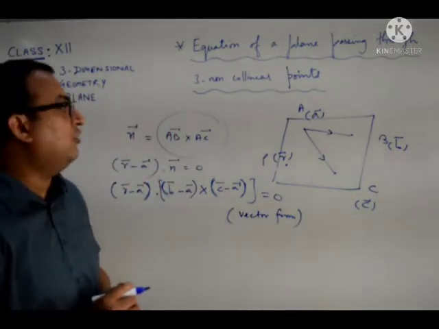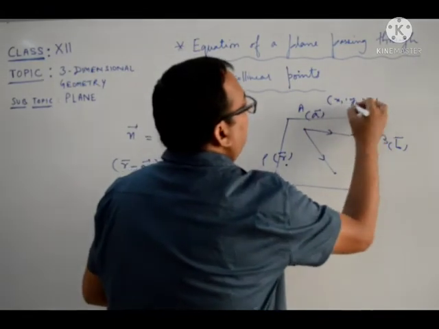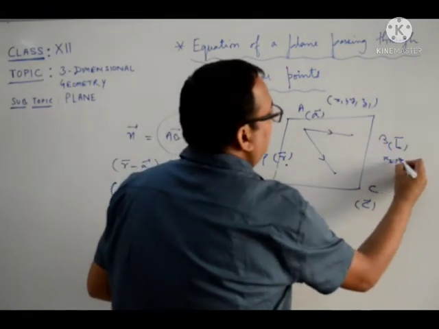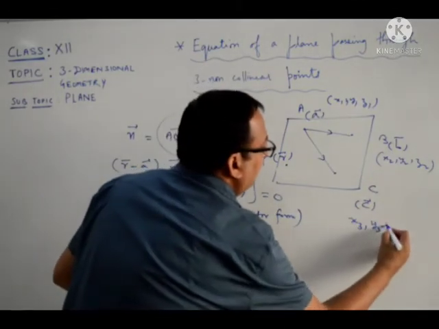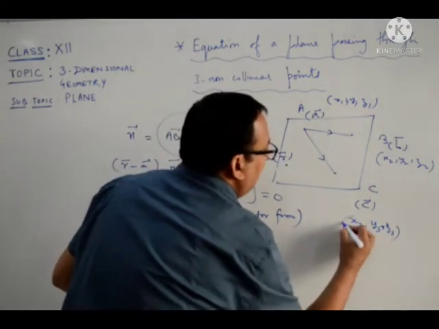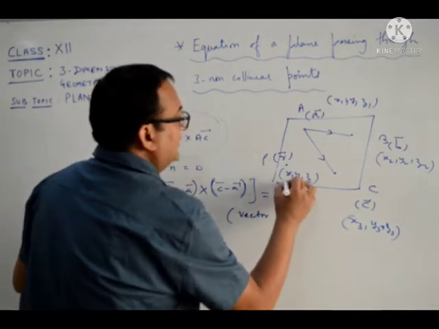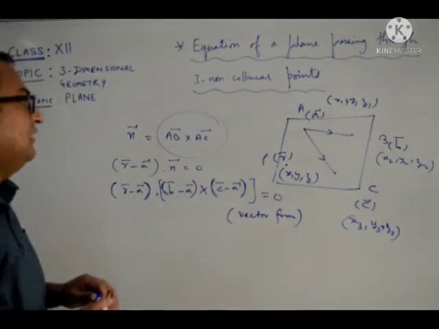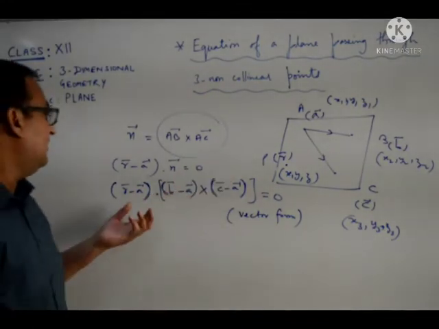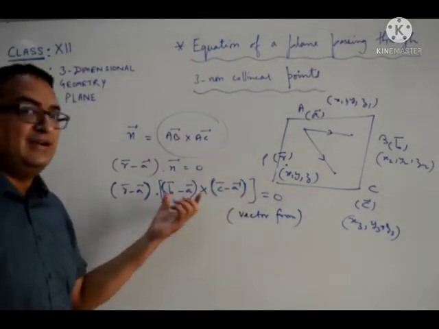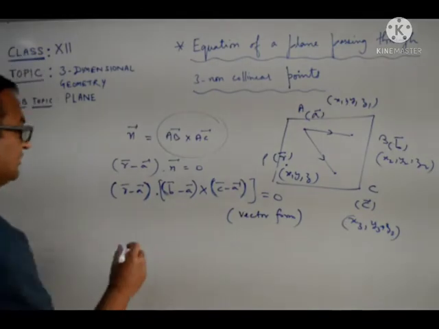And for Cartesian form, we can assume the first point x1, y1, z1, the second point x2, y2, z2, the third point x3, y3, z3, and the arbitrary point x, y, z. So for finding the equation of such a plane in Cartesian form, we can simply subtract the vectors, find the cross product and finally do the dot product. It comes out to be equal to this determinant.